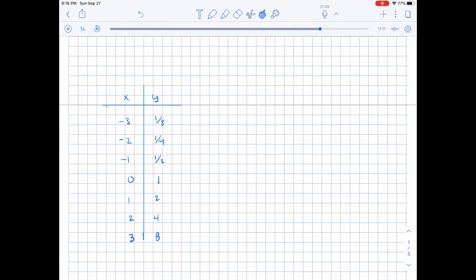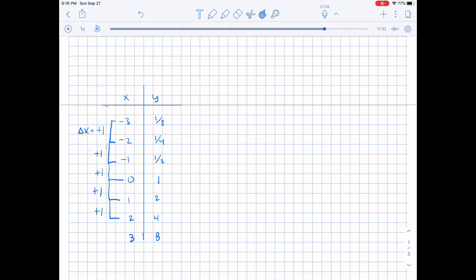Well, over here our change in x is going to be equal to a +1. The change between -2 and -1 is also a +1. -1 and 0 is a +1. So we're looking good so far. We have a constant change in x, but let's see if we have a constant change in y.